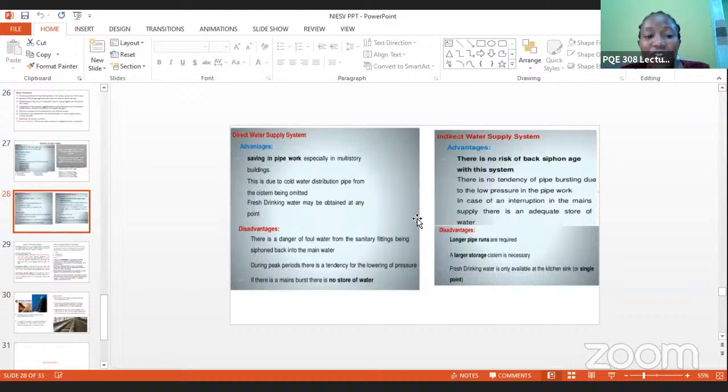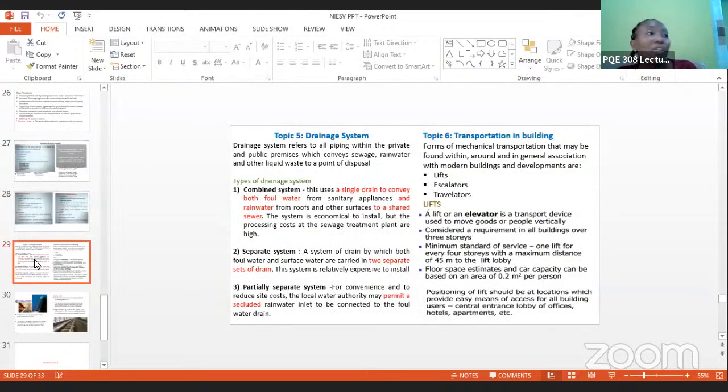The difference between direct and indirect is just word and opposite, which I want us to go back and read more. So before I start the drainage system, he has asked this question. Is there any other question before we now start the drainage system? If you have a question, you can wave your hand. Do we have a question?